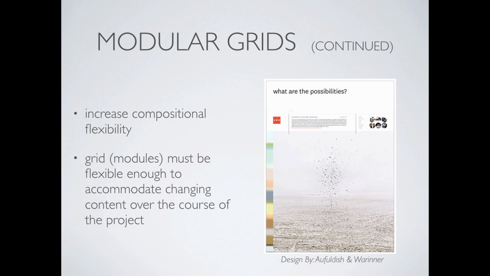When you add these modular grids, you increase that compositional flexibility. Grid modules need to be flexible enough to accommodate changing content over the course of the project. And I think this is a particularly important slide when it comes to designing a multi-page document. Is this as important when you're doing a single layout for that poster? Not necessarily. But if you think about your portfolio here, this is a good example. You have a bunch of different content that's going to go into your portfolio.